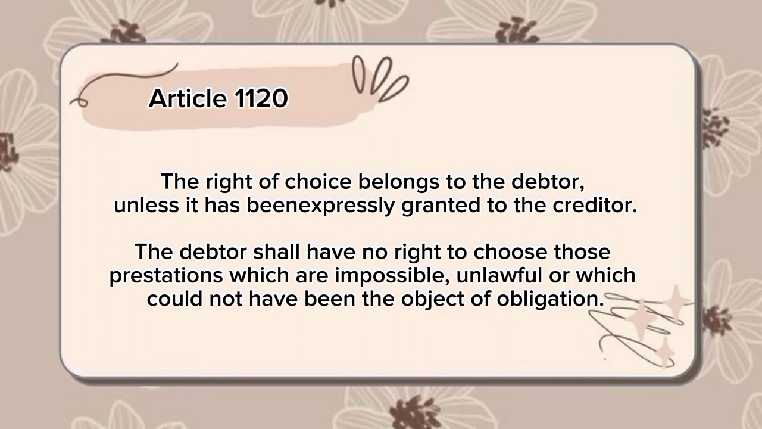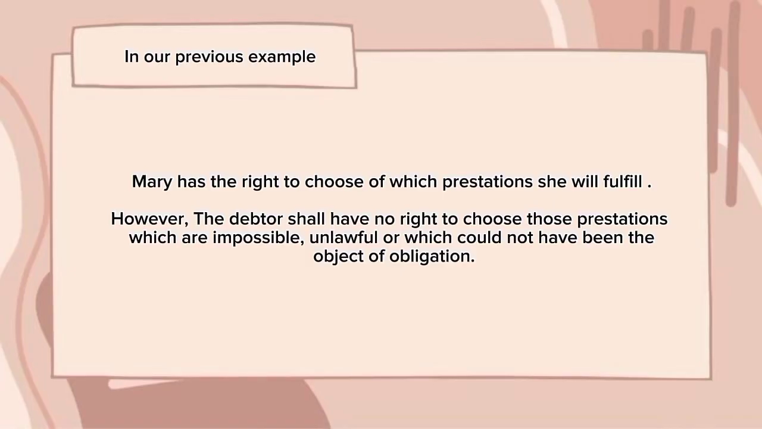This law answered the question, who has the right to choose which prestation will be fulfilled or which object will be delivered by the debtor. In our previous example, Mary has the right to choose which of the prestations she will fulfill. Either she will deliver 100,000 cash, or a dining table, or a refrigerator worth 100,000. Because the general rule is the right of choice belongs to the debtor.